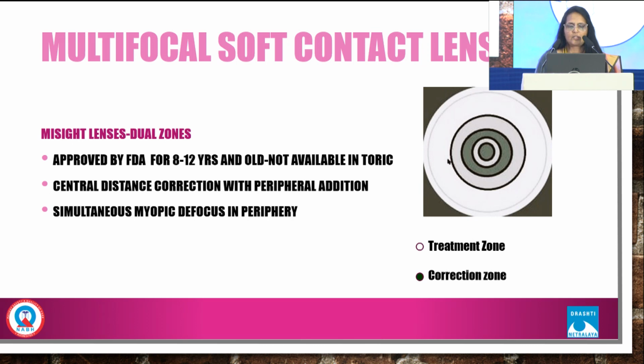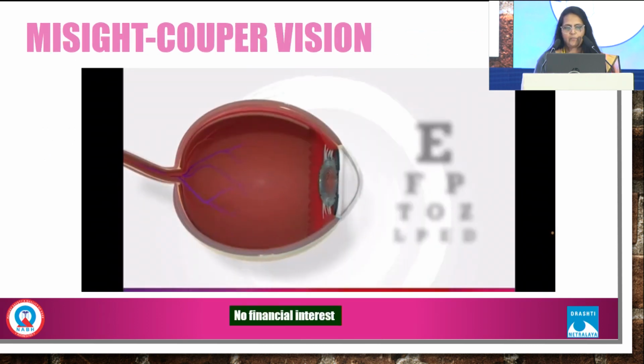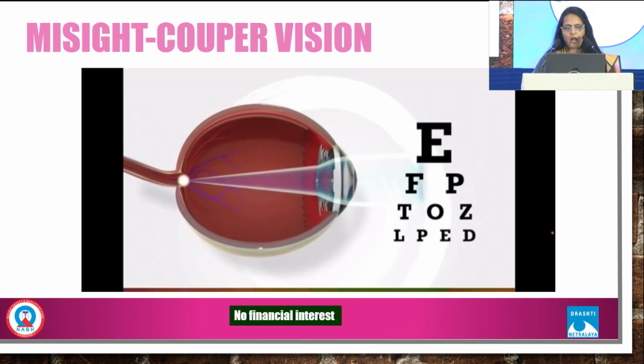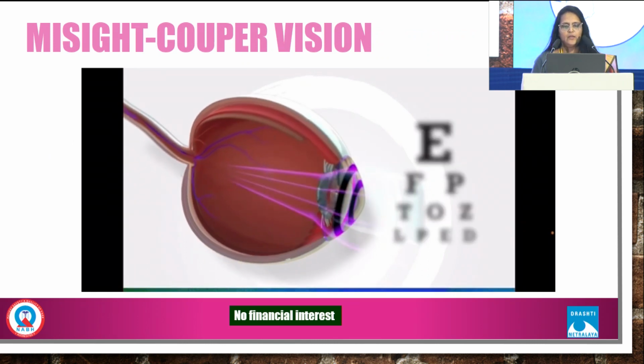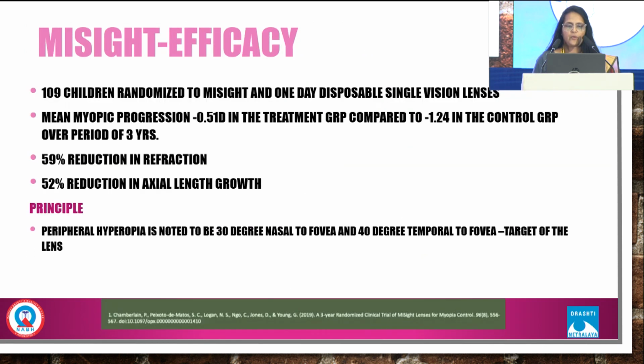Central distance correction with peripheral addition is available. This is the way MiSight from Cooper Vision works and creates the myopic defocus. MiSight efficacy has been studied in 109 children, and it has shown a 59% reduction in refraction and 52% reduction in axial length growth.